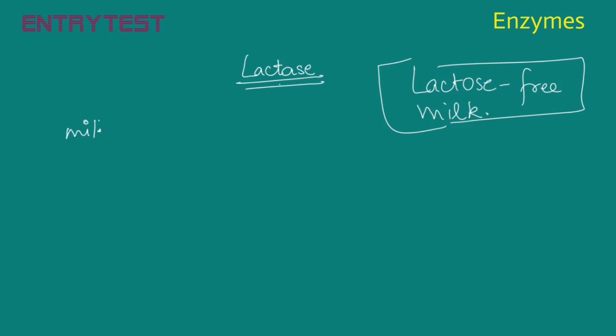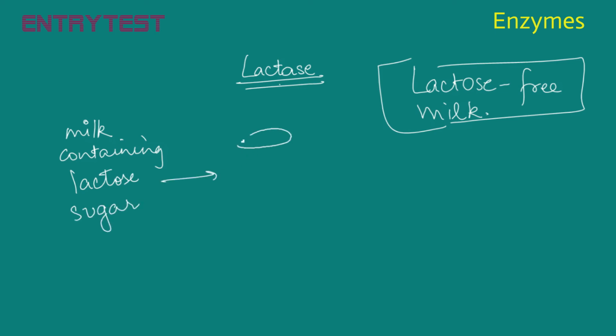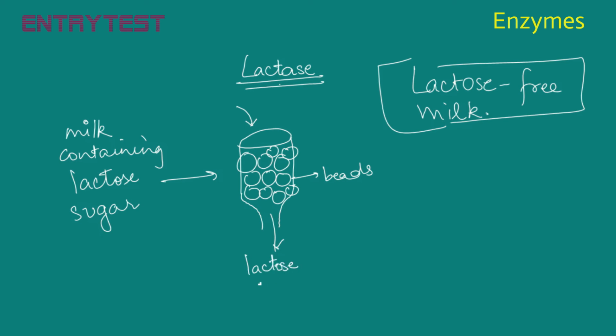And what is done is, milk that contains lactose sugar is taken. That is poured over a container that has beads in it. So these are the beads. So milk is poured from here, and these beads absorb all the lactase. So what you get as a result is lactose-free milk.